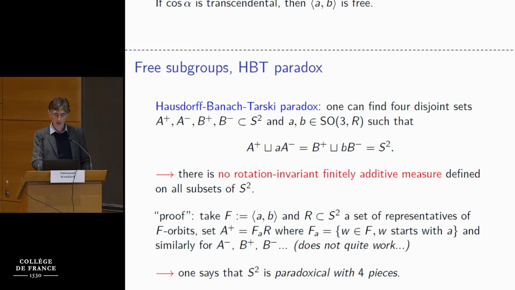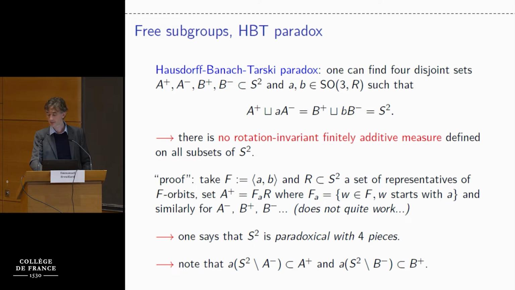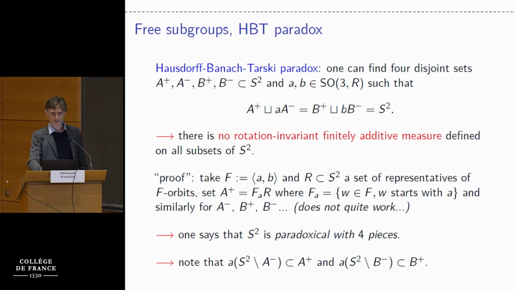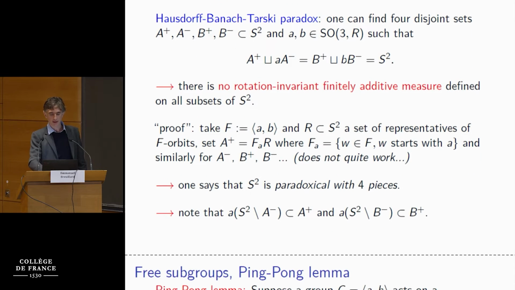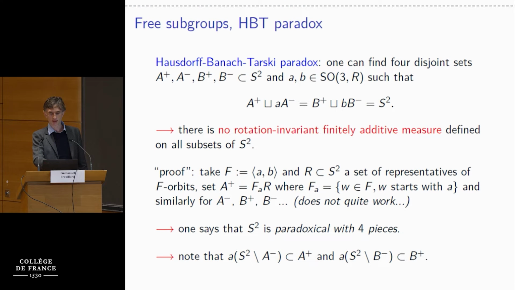So when we are in such a situation, we say that the sphere is paradoxical. It's a paradoxical space, and it's paradoxical with 4 pieces. So it's enough to do it with 4 pieces. That's the minimum number of pieces with which you can realize this paradox. Note that in our situation, the A plus union A minus, this square union means that it's disjoint, so disjoint sets.